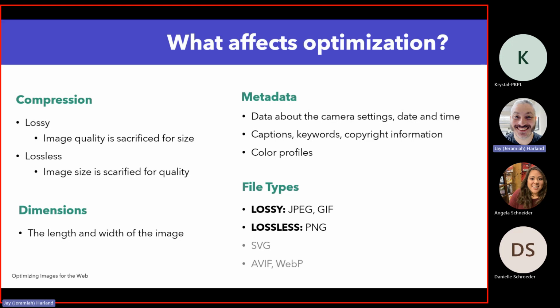You can see that I've bolded which ones are lossy and which ones are lossless, and I've grayed out SVG and the more modern types, AVIF and WebP, because the latter of those, AVIF and WebP, can be either lossy or lossless. They're more modern types that are easier on cellular data. And SVG is actually a collection of points that represent shapes and colors and information like that. So it's neither lossy or lossless.